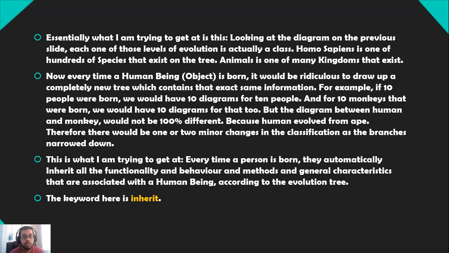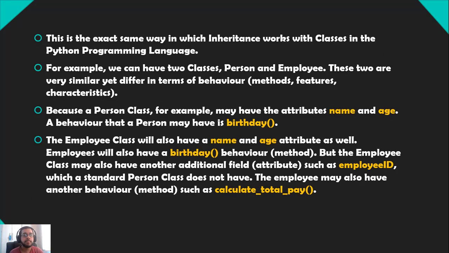This is what I am trying to get at. Every time a person is born, they automatically inherit all the functionality and behavior and methods and general characteristics that are associated with a human being according to the evolution tree. The key word here is inherit. This is the exact same way in which inheritance works with classes in the Python programming language.